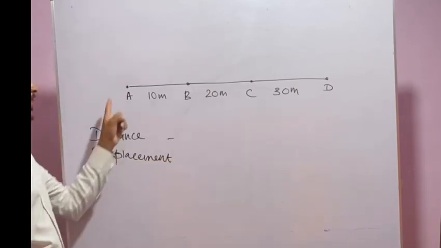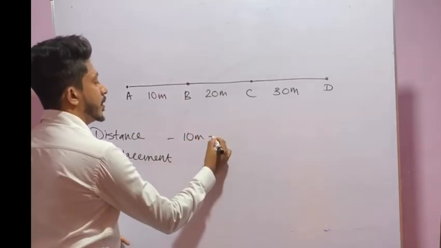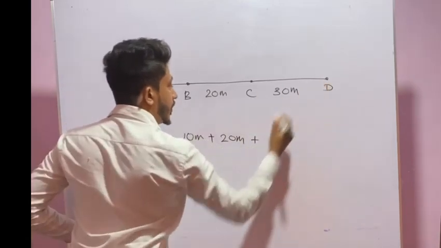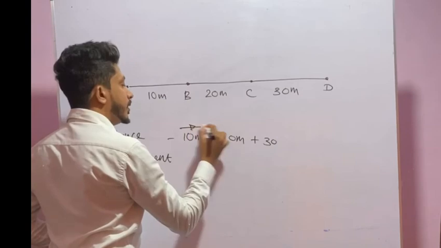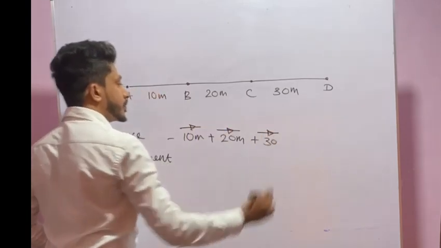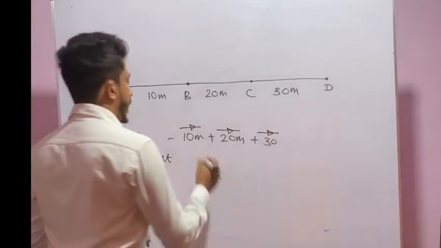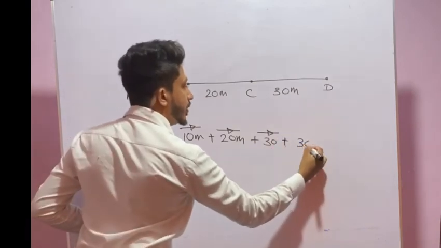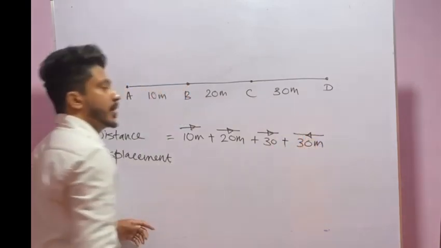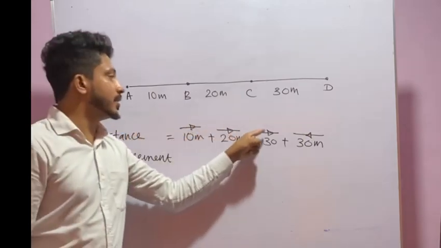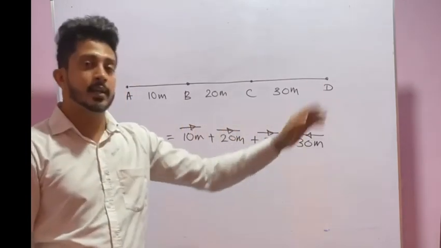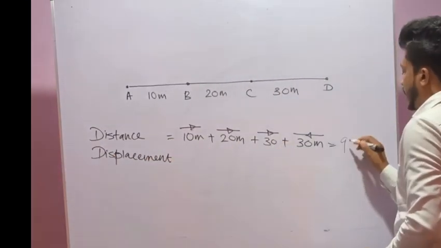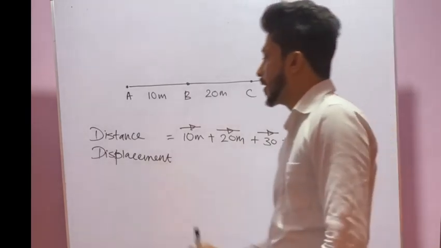What is the distance? You have to add 10 meters plus 20 meters plus 30 meters. All the directions are from this to this. And again he has come from D to C. That means again 30 meters. What is the direction? The opposite direction. But in distance, you don't want to consider the direction. You have to only sum up the values. That is 90 meters.